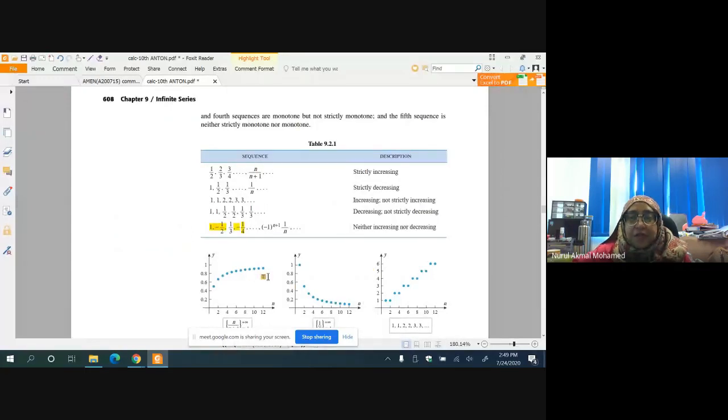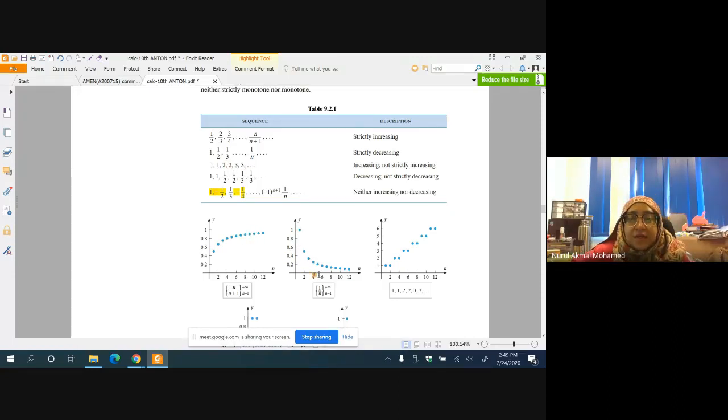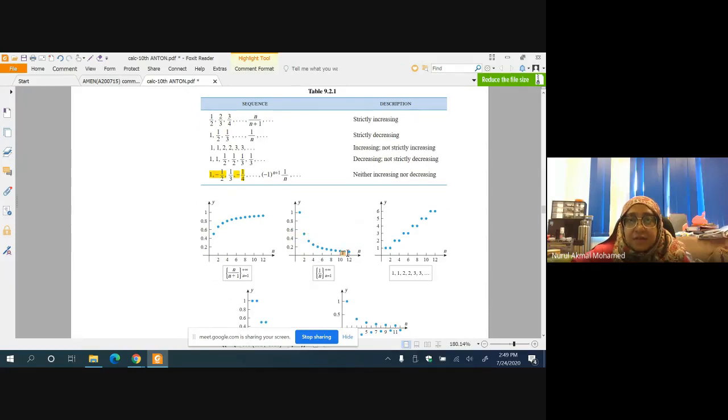Okay, so like this one. This is strictly increasing because two terms in the sequence will never be the same. It's always bigger than the term before. And then for the second one, this is strictly decreasing.